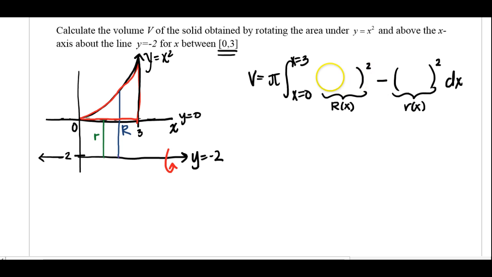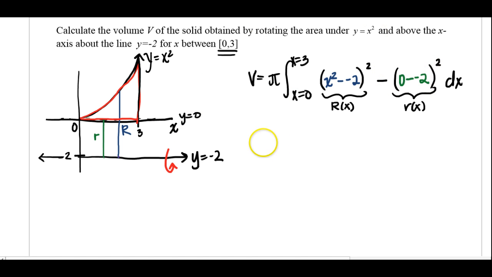So I need my big radius and my little radius. I have my big radius drawn, but I need to write it as a function of x by doing top minus bottom. The top function is x squared, and the bottom function is no longer 0. We go all the way down to -2. So we have x squared minus -2. Then I need little r of x, which is top minus bottom. The top of little r of x is 0, minus the bottom of little r of x, which is -2.